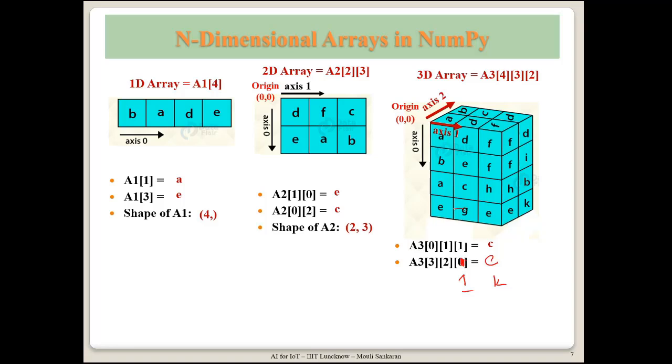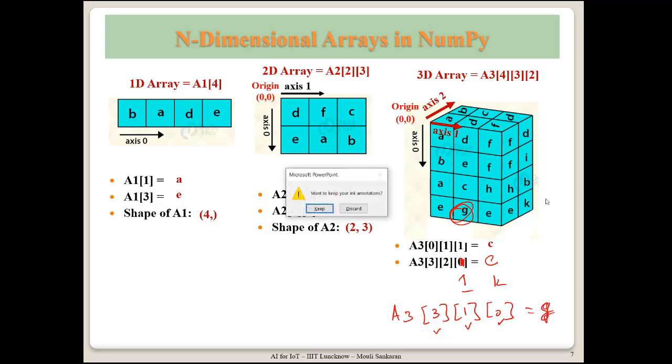If you want G, if you are accessing this G, then I should have given A3 of 3 of 1 of 0, because I cannot make it 1 here, because I don't know what the value is. If I make it 0 here, I make it 1 here, and this 3, then I will get this G component. Understood? Yes, sir. Okay, thank you.